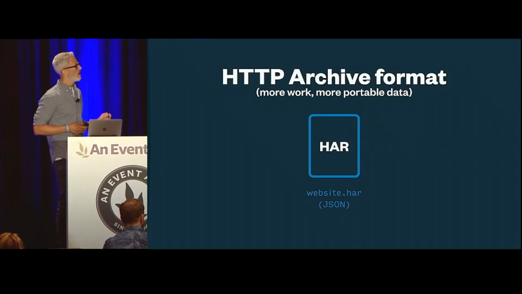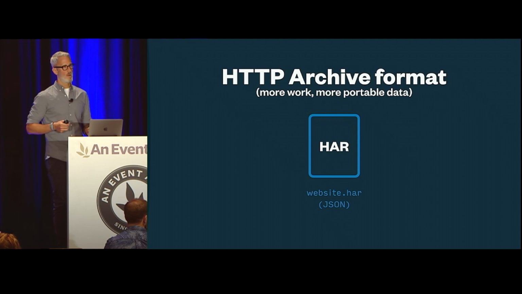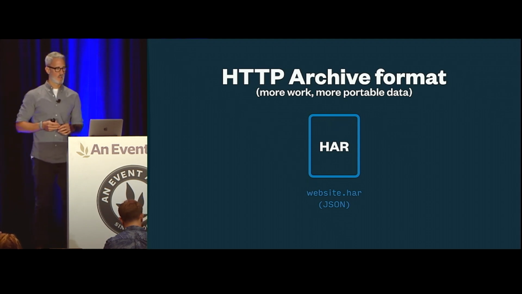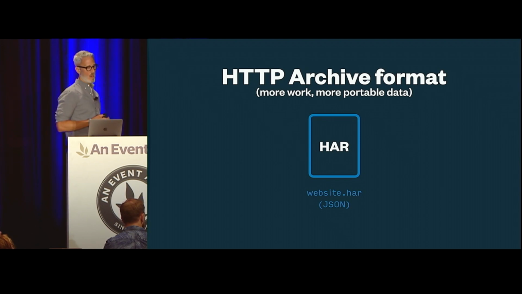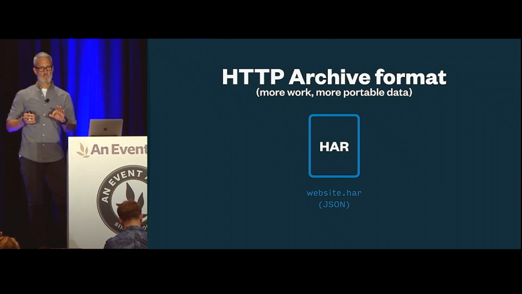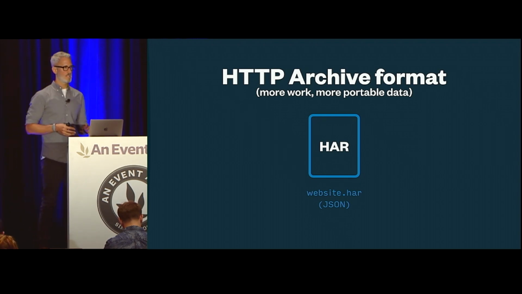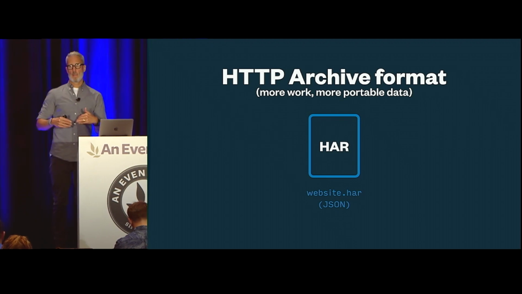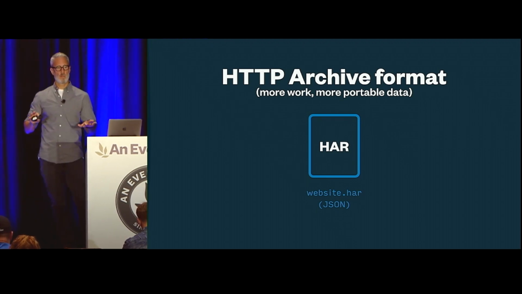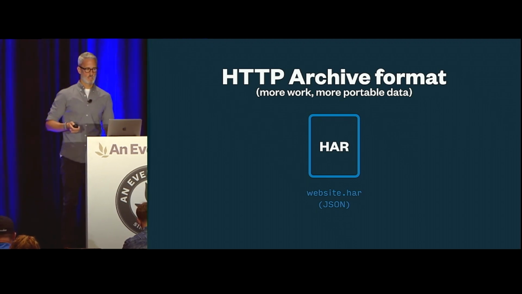So the first option that you have if you want to itemize scripts on a site that you're working on or just a site that you're browsing is to download a HAR file. This is the most work, but it also gives you the most information, and it's the most portable. So if you want to go really deep, I'd say if it's a site that you're working on and maybe some competitor sites, it might be worth it to do it this way.